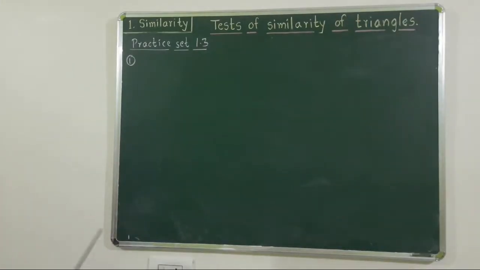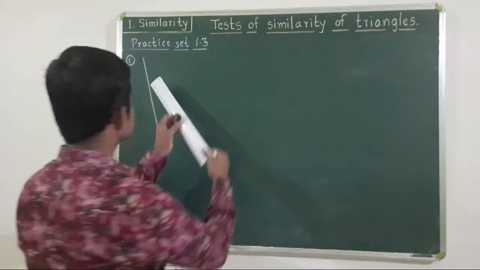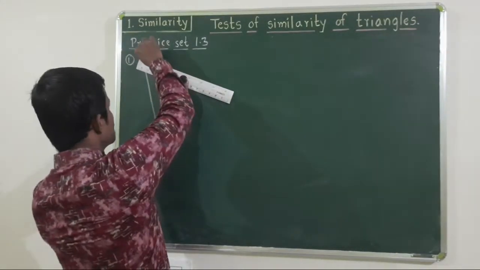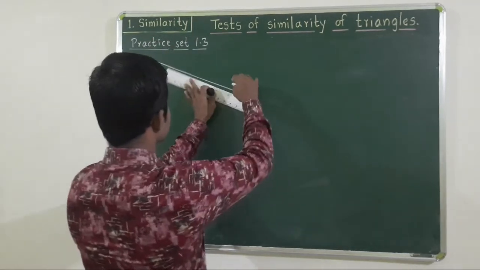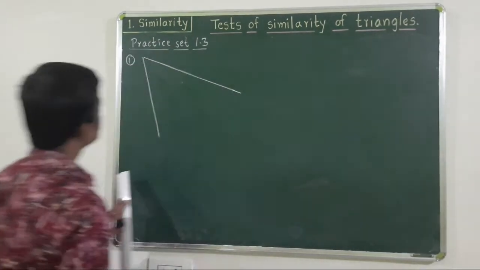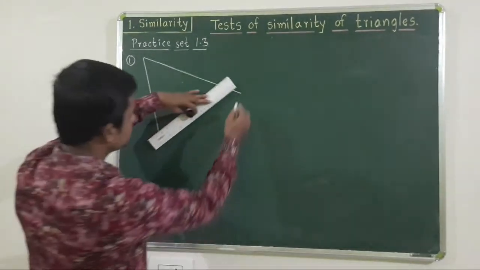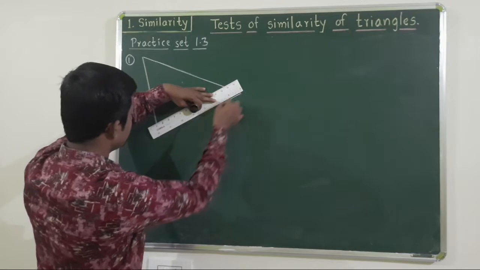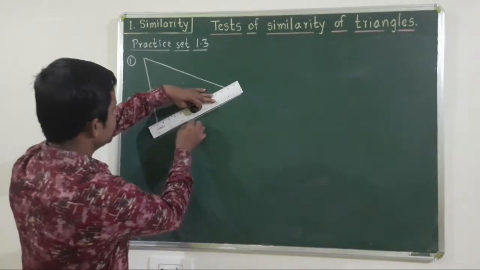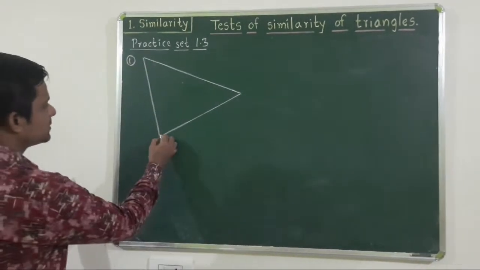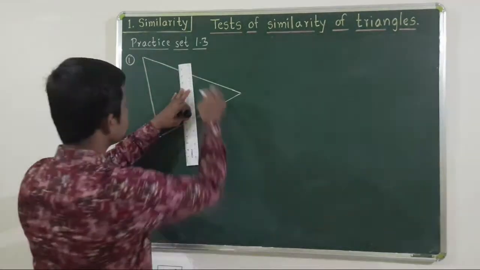There is one diagram given. The diagram is like this. I'm not going to write the question here again. Look at your textbook, that is practice set 1.3, question number 1. One diagram is given and information about that diagram is written in that question.